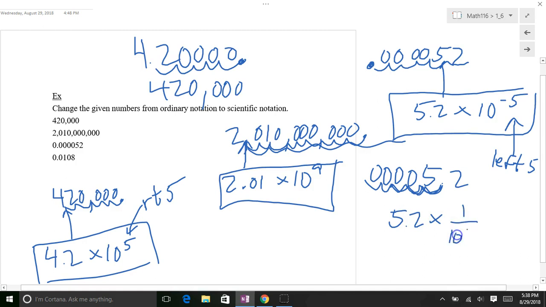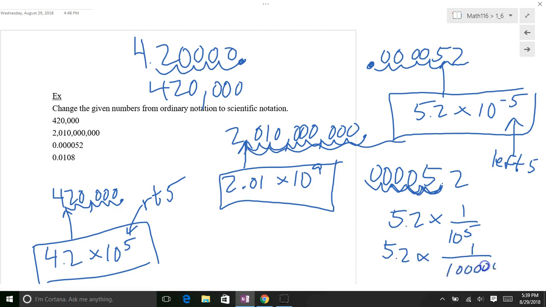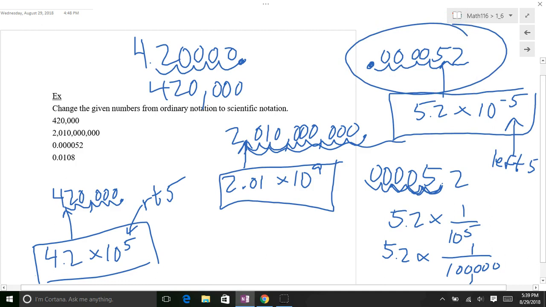That's 1 over 10 to the 5th. In other words, 5.2 times 1 is 5.2 divided by 100,000, which is 0.000052. But in scientific notation, again, count to where you've got to move it.